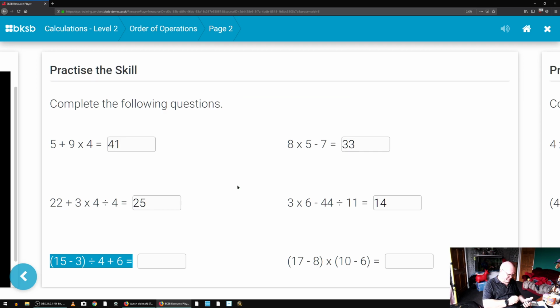15 minus 3 divided by 4 plus 6 equals 9. I got 9. Why have I got 10? I don't like it if I don't know the answer.